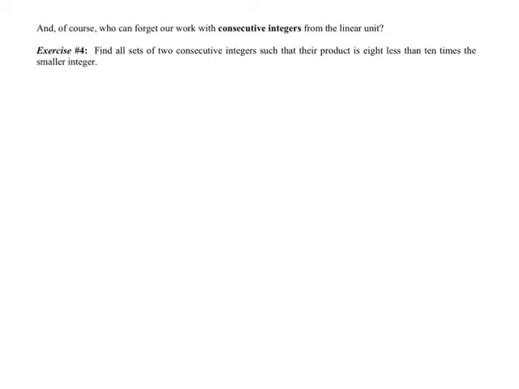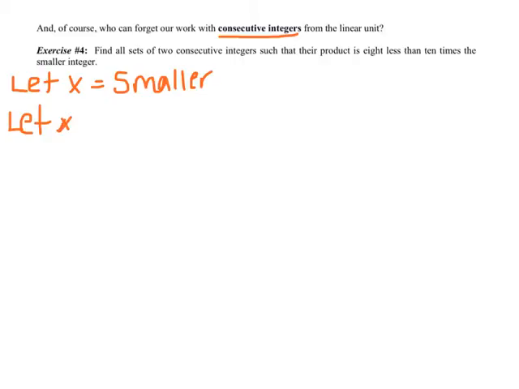And of course, who can forget our work with consecutive integers from the linear unit? Find all sets of two consecutive integers such that their product is 8 less than 10 times the smaller integer. So we really have to be careful here and set up my let statements. The first thing I'm going to do is let x equal my smaller integer. And then if it's consecutive, I have to say let x plus 1 equal my larger one.